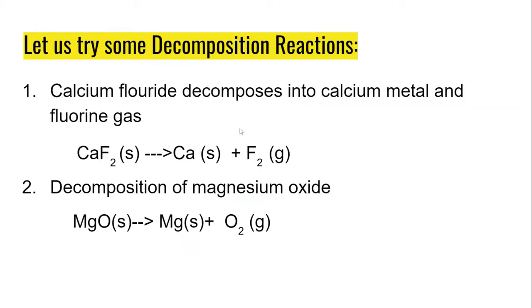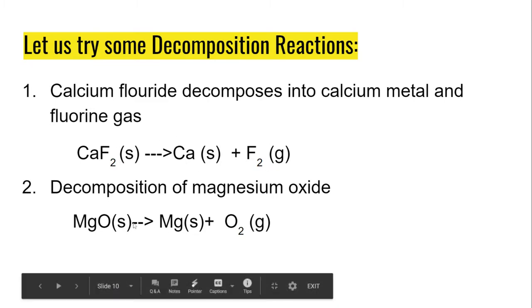When we look at examples of decomposition reactions, one thing becomes really clear. It's much simpler than synthesis because in decomposition, you don't really need to use charges. All you're doing is breaking apart the product into its elements. So if you have calcium fluoride, it becomes calcium plus fluorine. If you have magnesium oxide, it becomes magnesium plus oxygen.